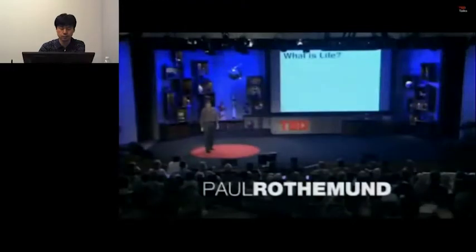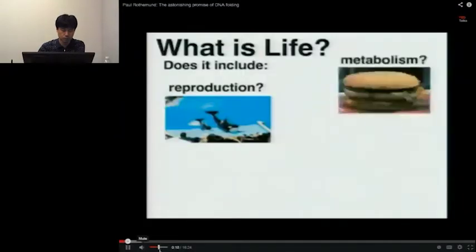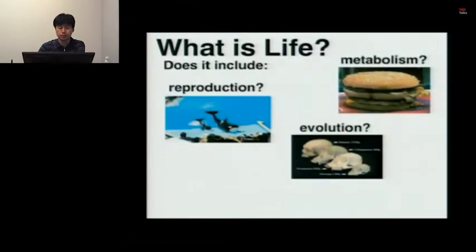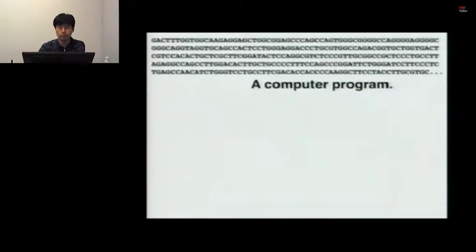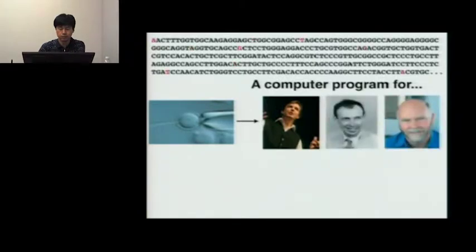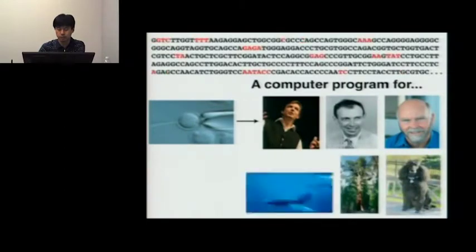People argue vigorously about the definition of life. They ask if it should have reproduction in it, or metabolism, or evolution. And I don't know the answer to that, so I'm not going to tell you. I will say that life involves computation. So this is a computer program. Booted up in a cell, the program would execute, and it could result in this person. Or with a small change, it could result in this person, or another small change, this person, or with a larger change, this dog, or this tree, or this whale.